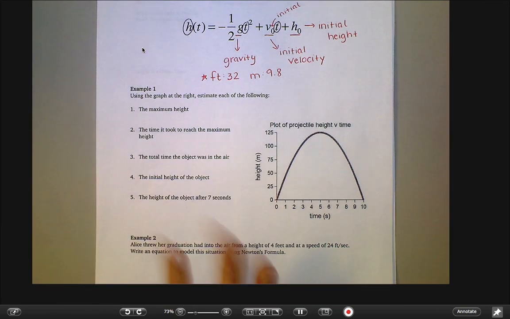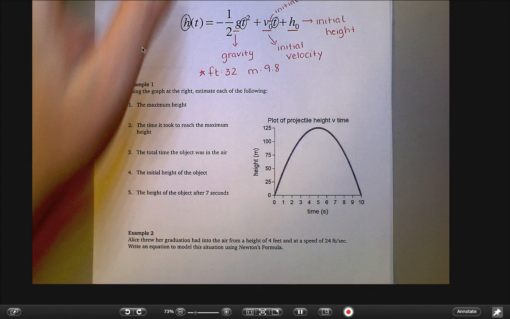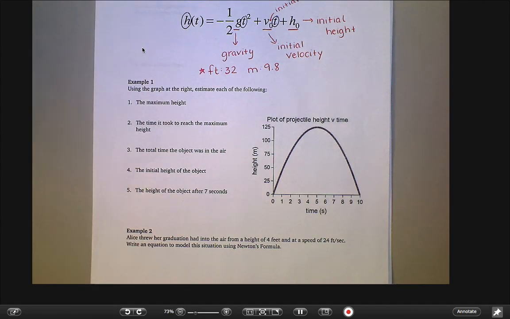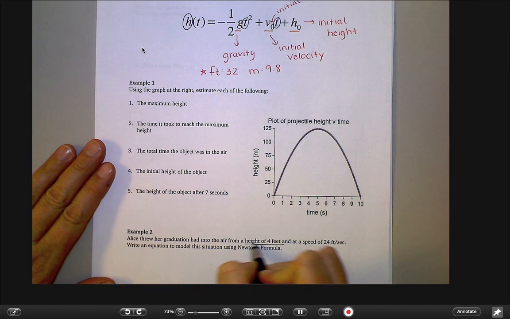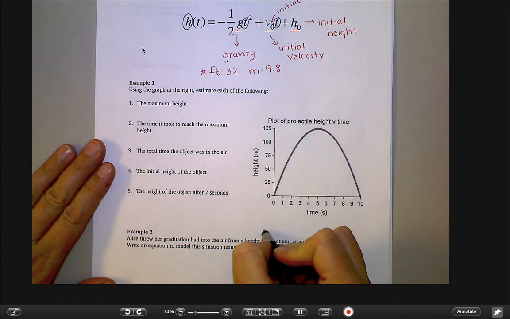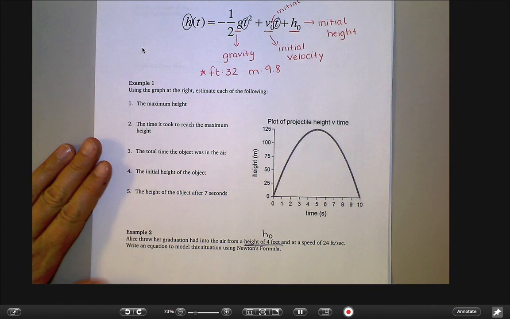There we go. So now you can see example 2 and the formula at the same time. Okay, so notice in example 2, it says Alice threw her graduation hat into the air from a height of 4 feet. So that height of 4 feet, that's your initial height. That's the height you're starting at. So that's going to be my h sub 0.